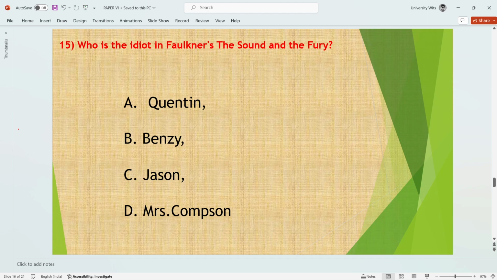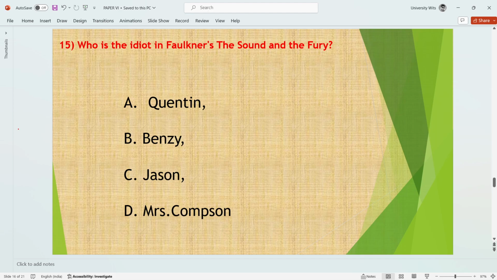Quentin, Benzie, Jason and Mrs. Compson. So Benzie or Benjamin, you can say Benjamin also, this is the option. Because he was actually an idiot. Here, idiot means Benjy was mentally disabled. Actually, Benjy Compson is a character often referred to as the idiot here, and he's basically mentally disabled and has limited understanding of the world around him.